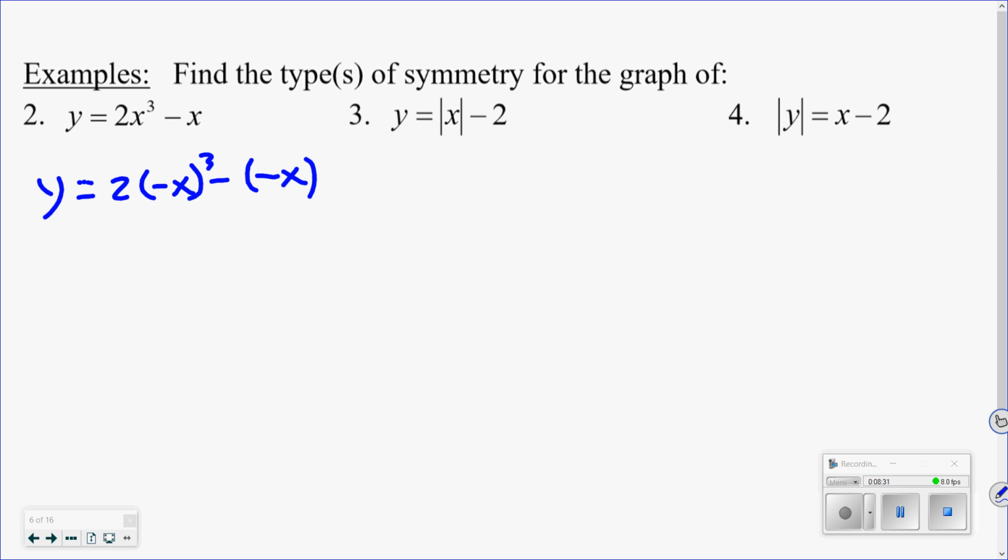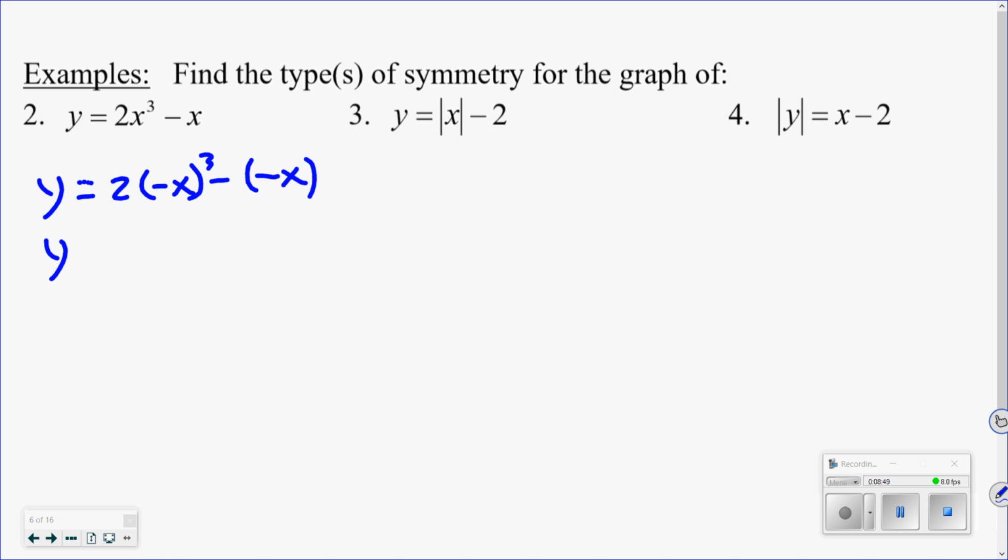And what I'm checking for is, do I end up with the same equation back again, or do I end up with the opposite? If it's the same, it's symmetric about the y-axis. If it's the opposite, it's symmetric about the origin. If it's neither, then it's none of the above. So let's go ahead and check that.